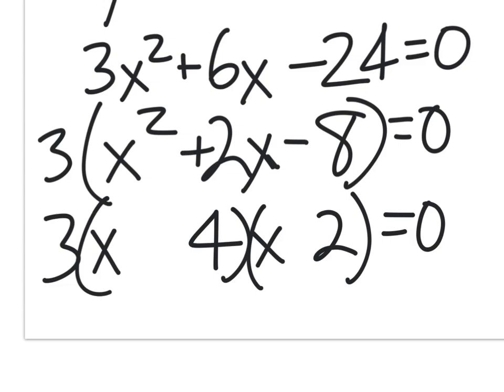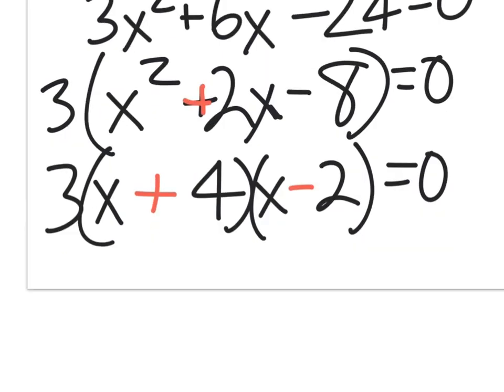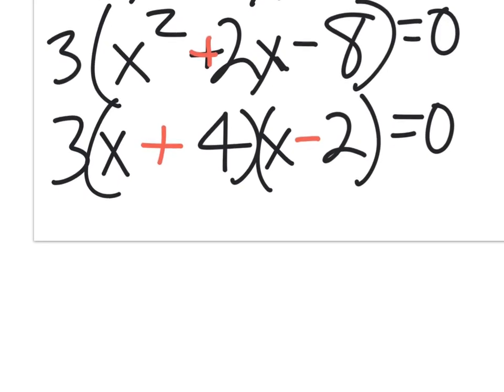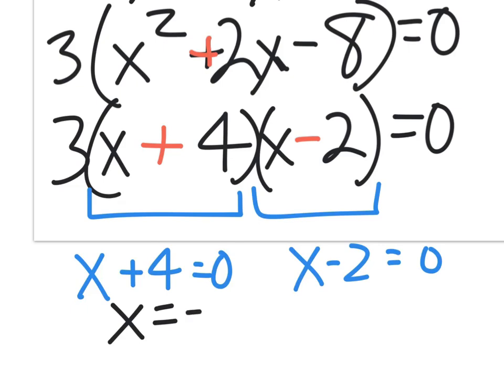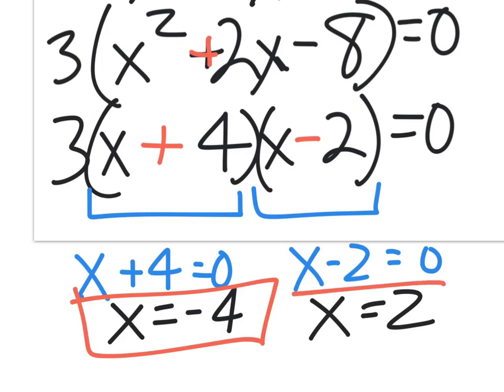And what about the signs? Well, I can see that this is a positive 2x. So I'm going to make this a positive 4 multiplied by a negative 2. And that looks great so far. We've got to solve for the zeros. So we're going to extract this set of parentheses and this set. And it's going to look like x plus 4 equals 0 and x minus 2 equals 0. We're going to do a little inverse operation so that when we subtract 4 from both sides, x equals negative 4. And then x minus 2 equals 0. We're going to add 2 to both sides. X equals positive 2. That's it. Easy peasy.